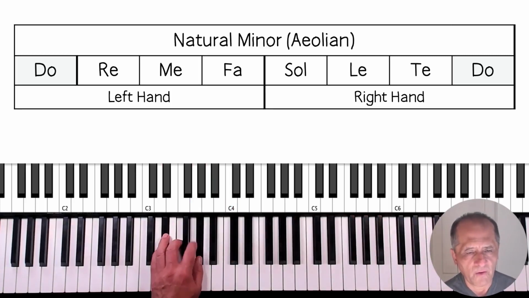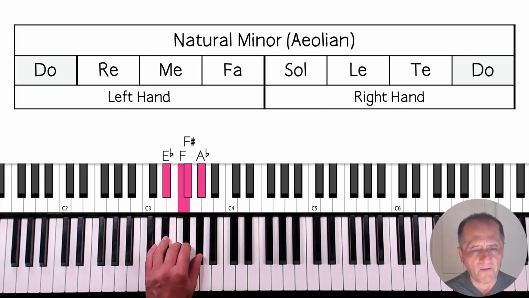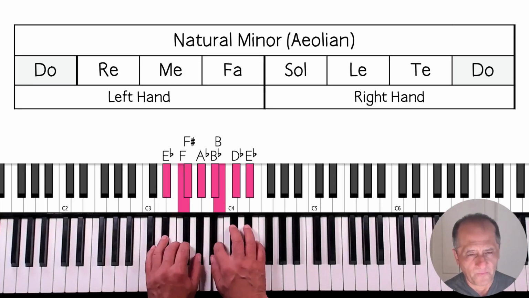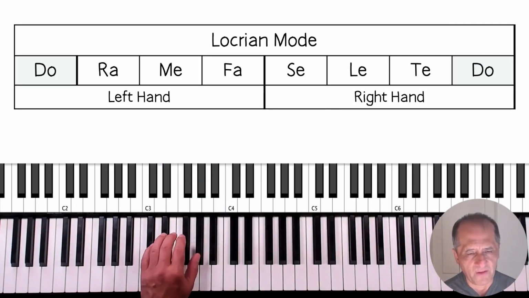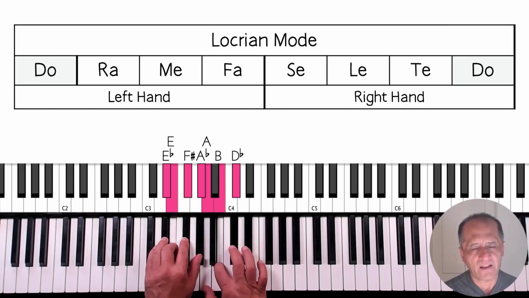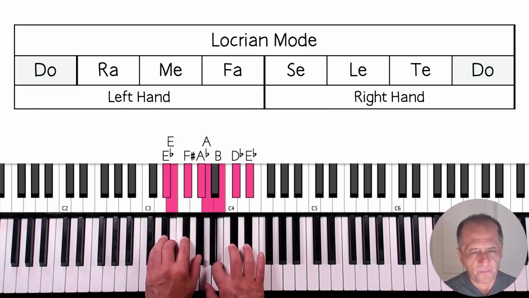Now we're going to go to natural minor. It still could be E flat in this one. We have flat 3, flat 6, flat 7. Do, re, mi, fa, sol, le, te, do, and together. And now we have Locrian mode. Definitely this has to be D sharp, but so be it. Let's imagine that we have sharps. Do, ra, mi, fa, flat 5, se, le, te, do, and together.